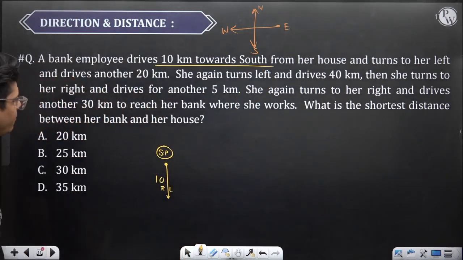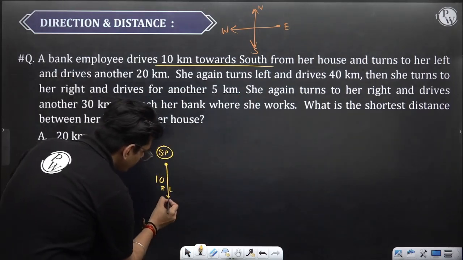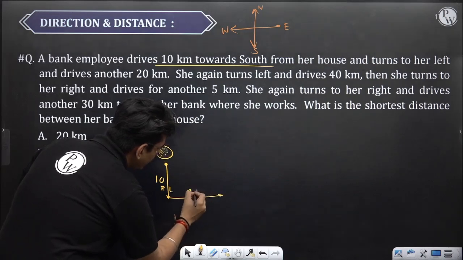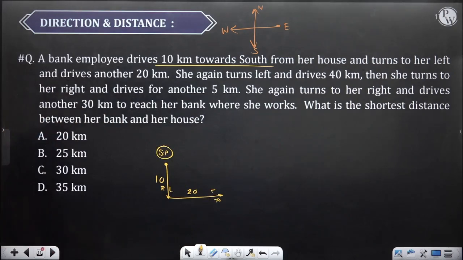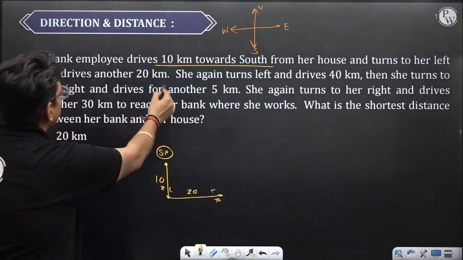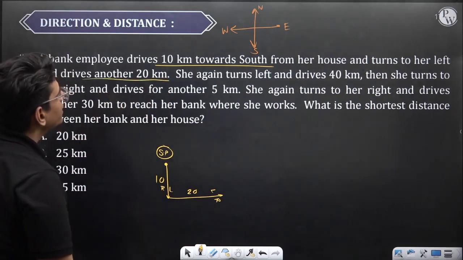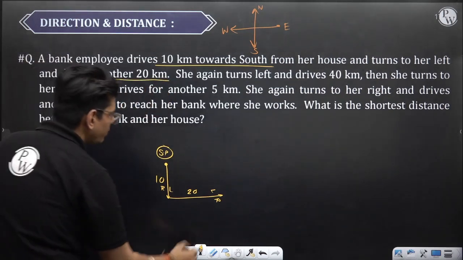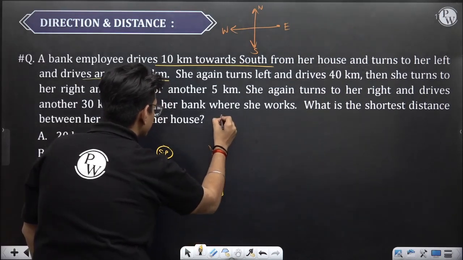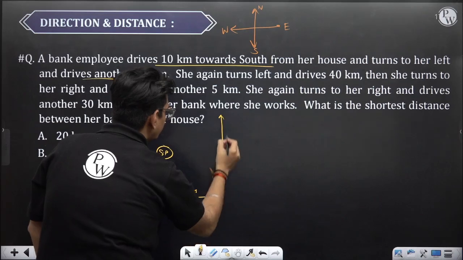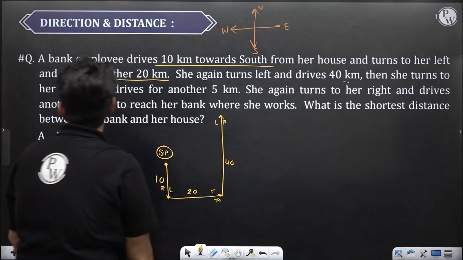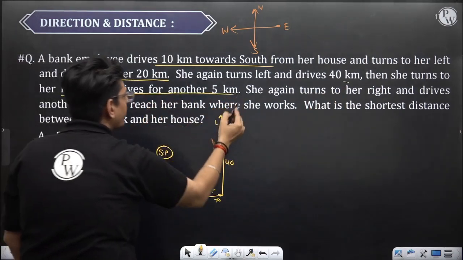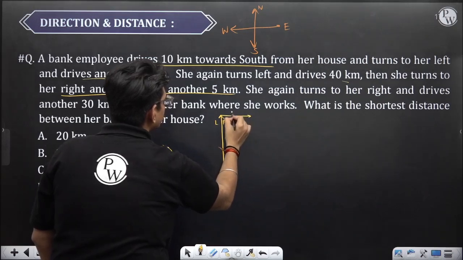Turns to her left. What is the left direction? That side, and drives another 20. Again, she goes 20. Now this is her right, this is her left. Okay. We are up to this point. She again turns left and drives 40 kilometers. 40 kilometers. This is right, this is left. Again, she turns to her right and drives for another 5 kilometers. Okay. This is 5 kilometers.